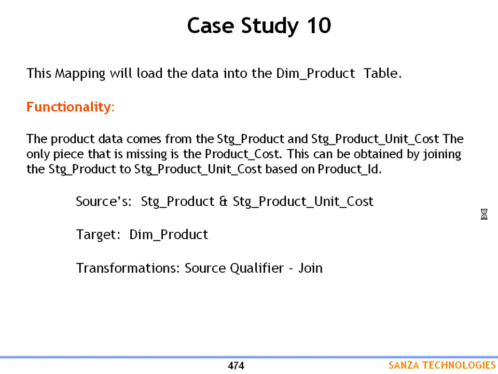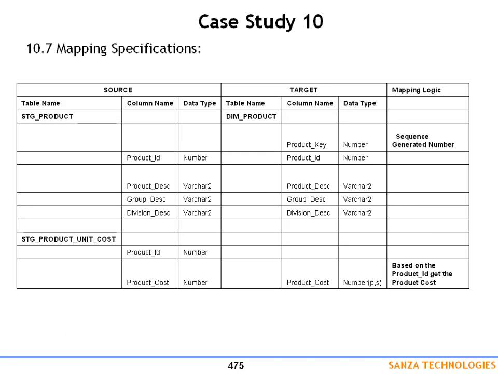So two are relational database tables. While loading the data into the dimension product table, you load the product key, which is a sequentially generated number, and you need a product cost from the STG product unit cost table. So two relational tables. You want to join them based on the product ID. To join them, we will use a source qualifier transformation itself, in that we will join the two tables because it is relational. To generate the sequence number, we use a sequence generator.